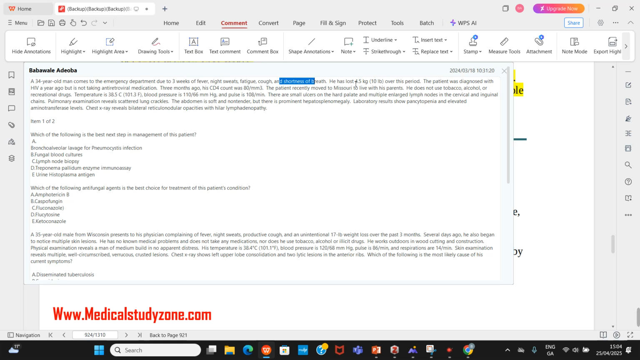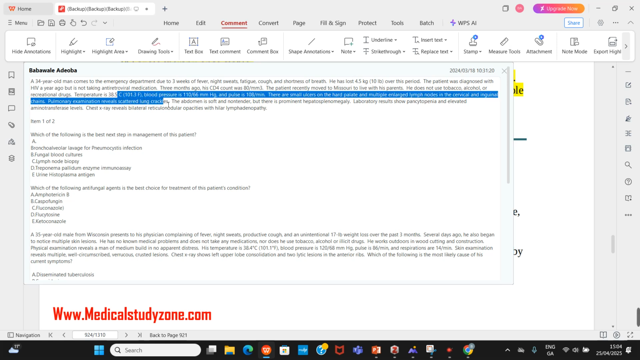3 months ago, CD4 count was 80. The patient was recently moved to Missouri to live with his parents. He does not take tobacco, alcohol, or recreational drugs. There's fever, vitals are okay, and there are small ulcers on the hard palate with multiple enlarged lymph nodes in the cervical and inguinal chains. Pulmonary examination shows scattered lung crackles. The abdomen is soft, non-tender, but there's a prominent hepatosplenomegaly.